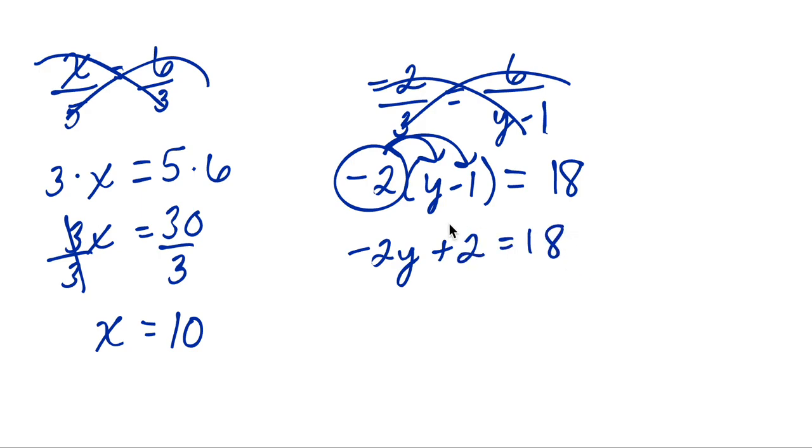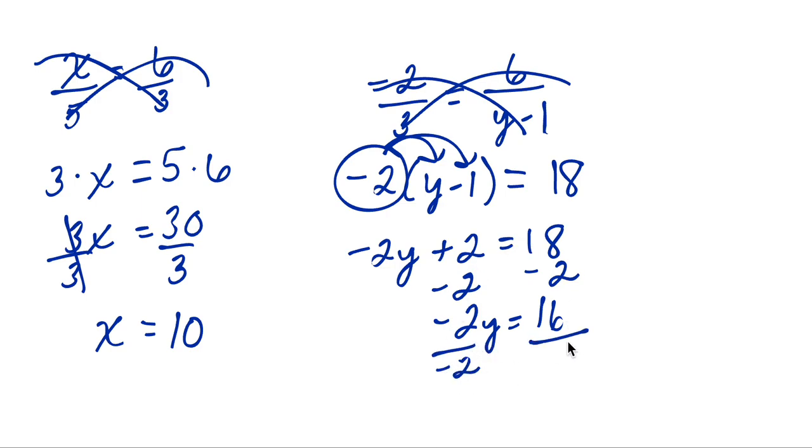And now I have a two-step equation. So to solve for y, my unknown, I'm going to use the inverse of addition, which is subtraction, and subtract 2 from each side. Now I have negative 2y equals 16. 18 minus 2, 16. And then to solve for y, my unknown, I'm going to divide each side by negative 2. So my y variable, what I'm solving for, is negative 8.